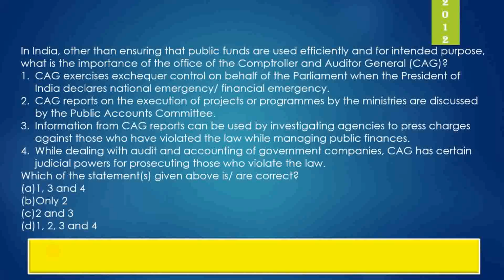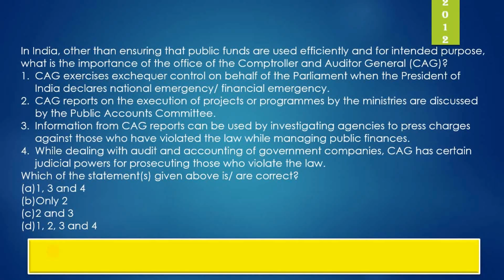Next question. In India, other than ensuring public funds are used efficiently for intended purposes, what is the importance of the office of the Comptroller and Auditor General, or the CAG? Statement 1 says the CAG exercises exchequer control on behalf of the Parliament where the President of India declares national emergency or financial emergency. CAG reports on the execution of projects or programs by the ministries are discussed by the Public Accounts Committee. Information from CAG reports can be used by investigating agencies to press charges against those who have violated the laws while managing public finances. While dealing with audit and accounting of government companies, CAG has certain judicial powers for prosecuting those who violated the law.